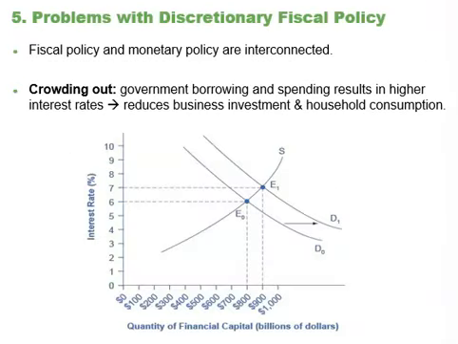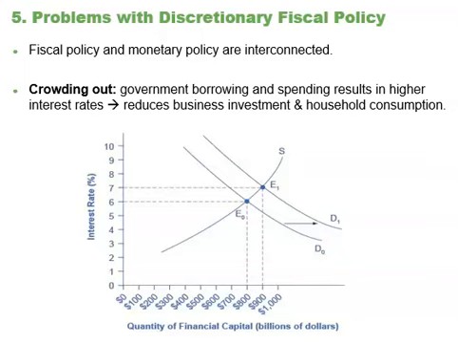Because fiscal policy affects the quantity that the government borrows in financial capital markets, it not only affects aggregate demand, it can also affect interest rates. In this graph, the original equilibrium E0 in the financial capital market occurs at a quantity of $800 billion and an interest rate of 6%. However, an increase in government budget deficits shifts the demand for financial capital from D0 to D1. The new equilibrium E1 occurs at a quantity of $900 billion and an interest rate of 7%.